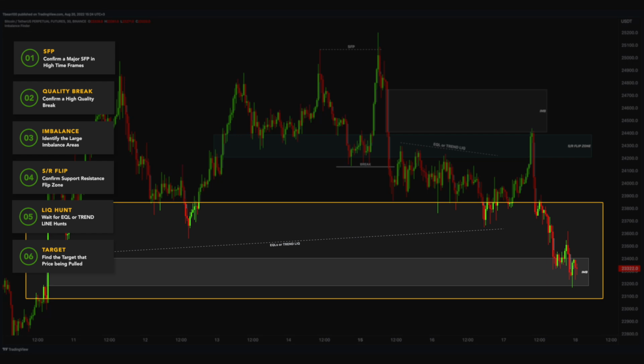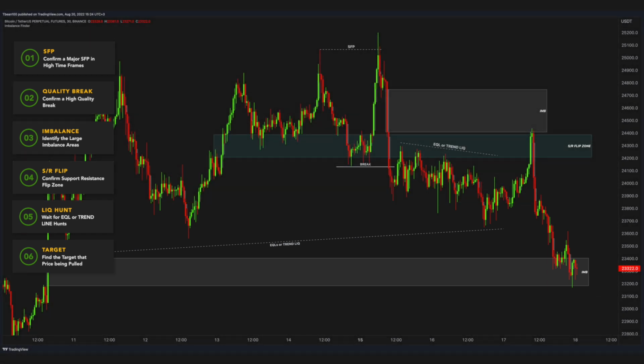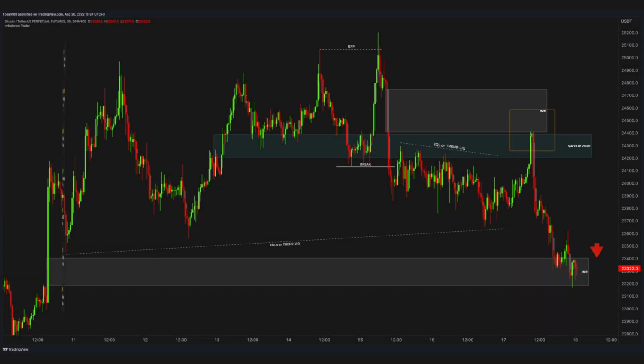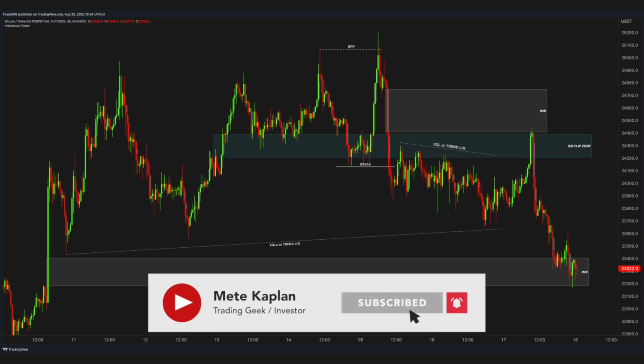Always find yourself a clear target. Swing high lows, equal high lows, imbalances, fresh supply or demand areas, anything that may pull the price. Step 7. Become the hunter. Snipe scalp in low time frames. Low time frames will give you the best entry possible. Not bad, really not bad. One of my greatest trades.